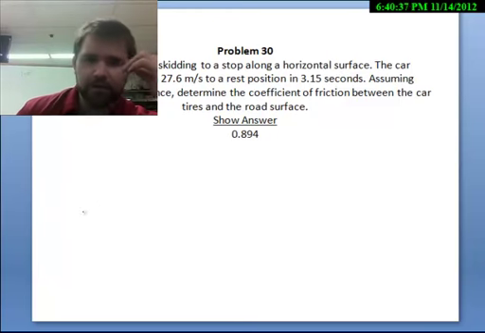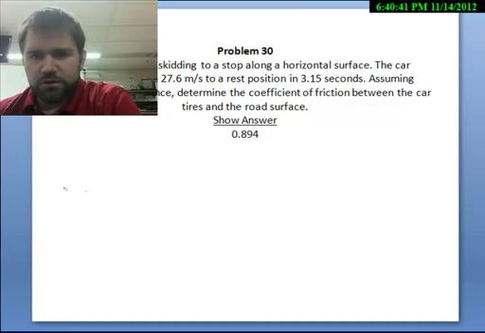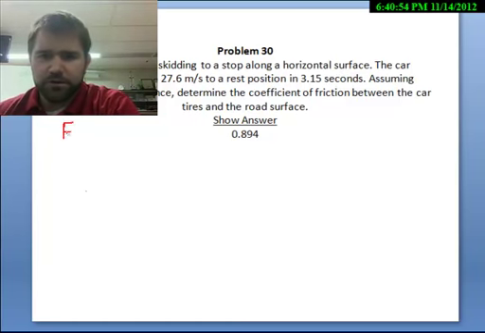Alright, last problem. A 1,370 kilogram car is skidding to a stop along a horizontal surface. The car decelerates from 27.6 meters per second to a rest position in 3.15 seconds. Assuming negligible air resistance, determine the coefficient of friction between the car tires and the road surface.